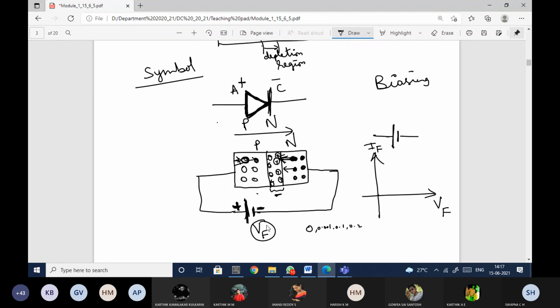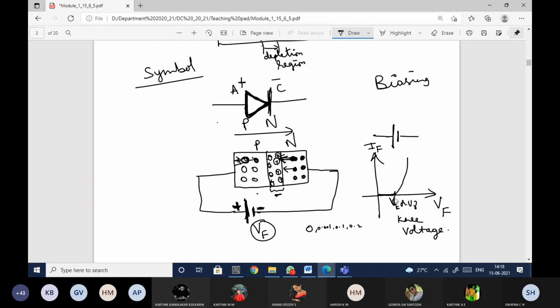Initially, as I'm increasing the voltage, the electrons will start getting repelled by the negative terminal and will start moving towards the junction. When the electrons are moving towards the junction, this depletion region will vanish. When exactly this will vanish is given by the knee voltage. Knee voltage is generally denoted as Vk or V gamma. This is said to be the knee voltage.